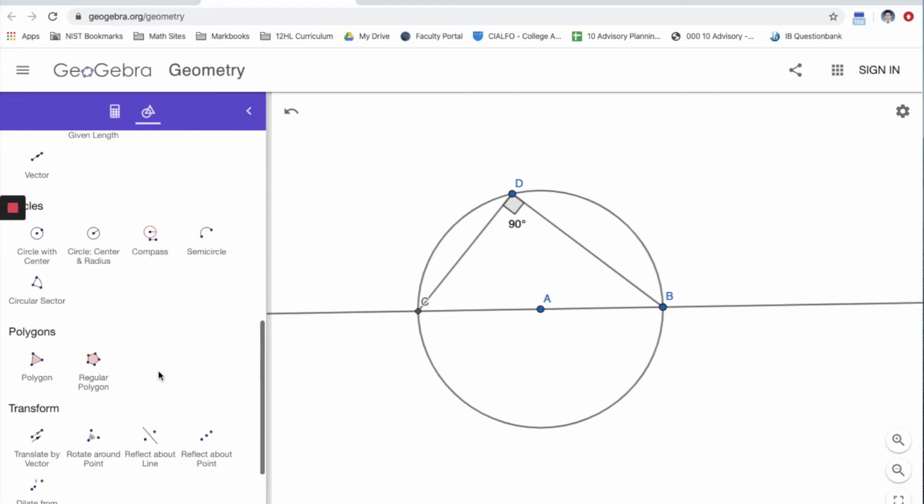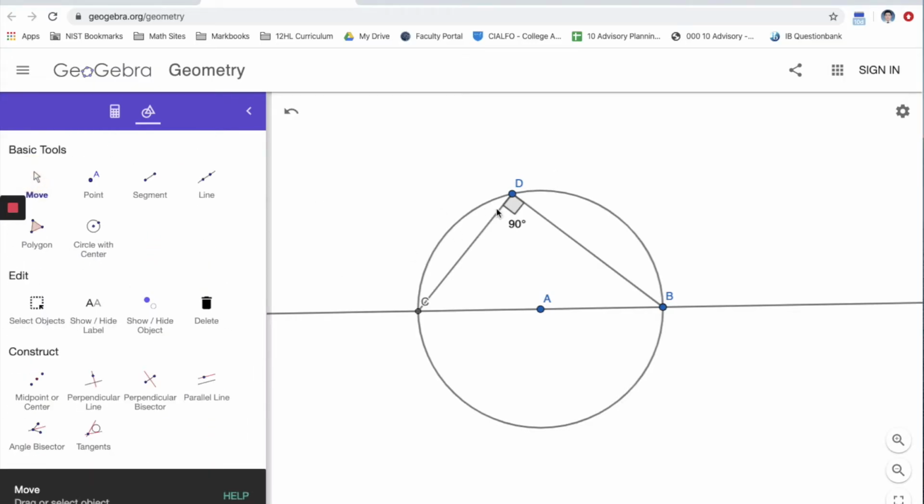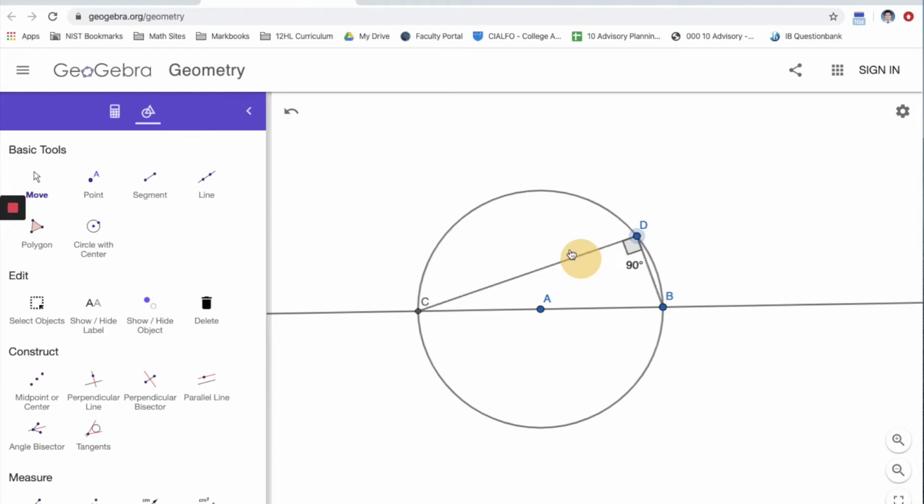Then you know that you did it correctly if you move point D and the angle stays at 90 degrees.